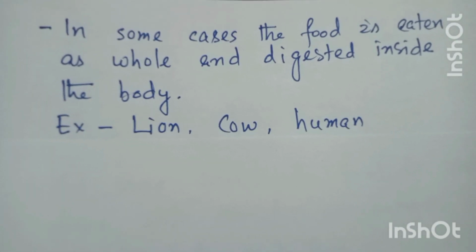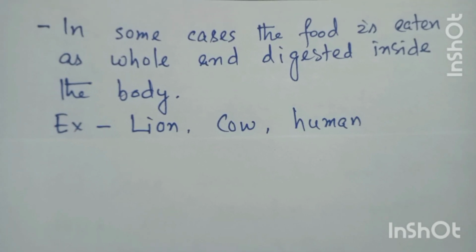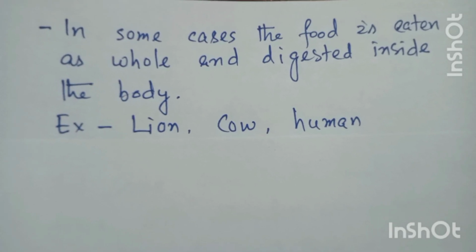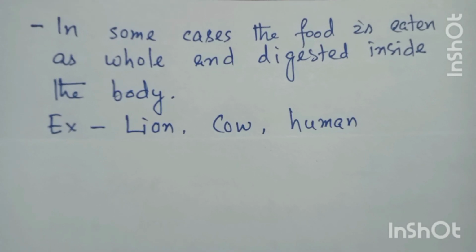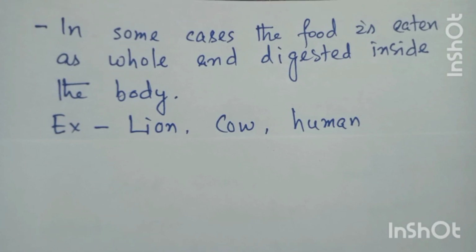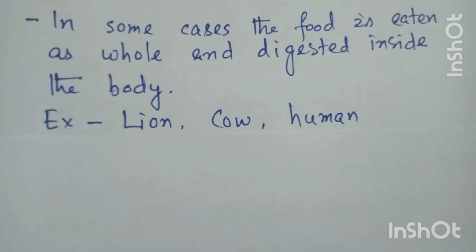In some cases, the food is eaten as whole and digested inside the body. For example, lion, cow, human, all of them eat the food material as a whole, which is digested inside the body.